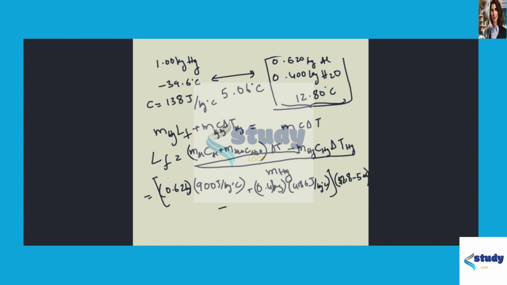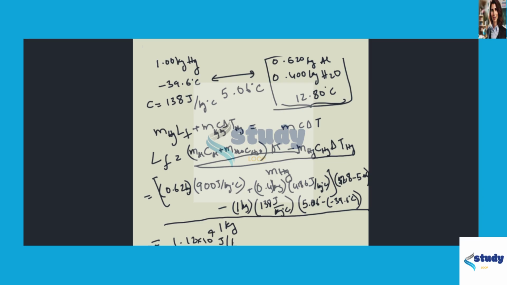Now minus, we have mass of mercury, which is 1 kilogram, times the specific heat of mercury, which is 138 joule per kilogram degree Celsius, times delta T for mercury, which is 5.06, the final temperature, minus minus 39.6 degrees Celsius. Now this whole thing is divided by mass of mercury, which is 1 kilogram. When you substitute into a calculator, this turns out to be 1.12 times 10 to the power 4 joule per kilogram.